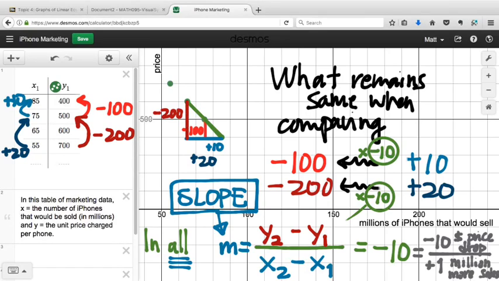It tells me that in this marketing relationship, in this marketing data that we're looking at, the number negative 10 means that I will sell 1 million more iPhones for every $10 that I drop the price. And that's the interpretation. That's why the slope is so important to this relationship. It turns out it's only one part of the puzzle for finding a formula, but it's the most important part of the puzzle. And in a lot of these problems, the first thing that you set out to find for any linear relationship is its slope.